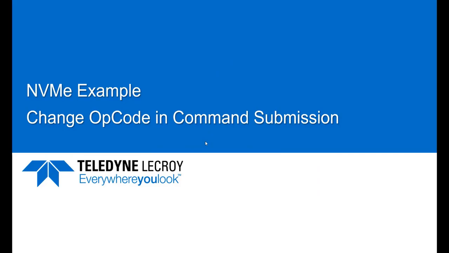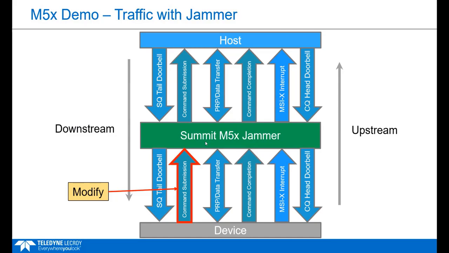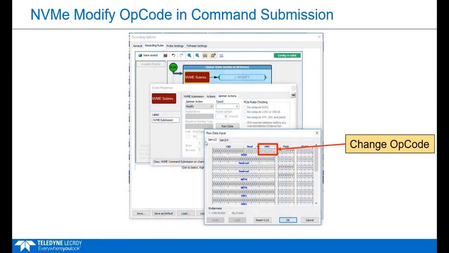An example for NVMe would be to change the opcode in a command submission. So how would you set that up? What we'll be talking about is modifying this part of the command, and you would do it as follows. For your trigger condition and your jam condition, you would use the NVMe submission queue entry. Then when you modify the command, you're going to choose the opcode field. In this case, I've changed it to 1. That would then look for this NVMe submission queue command and change the opcode. And that's how you would do an NVMe jam.